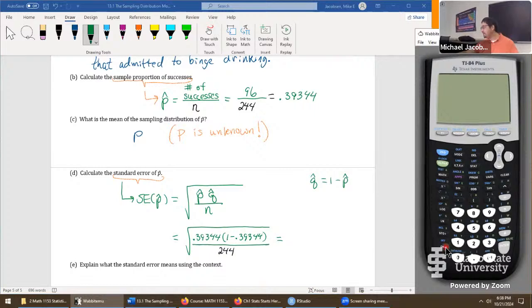Okay, so in the calculator, first thing to hit is second and the power 2 button to call the square root. And then just start typing things out. 0.39344, parenthesis, and 1 minus 0.39344. Don't forget to close the parenthesis. That's the easiest mistake to make there. Hit division, and keep checking that your square root bar continues to extend out. That's another easy mistake to make. Divide by 244, and this is the value we should be getting. To 5 places, it's 0.03127.